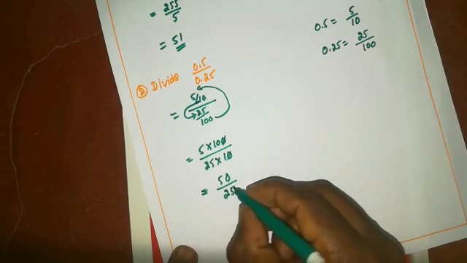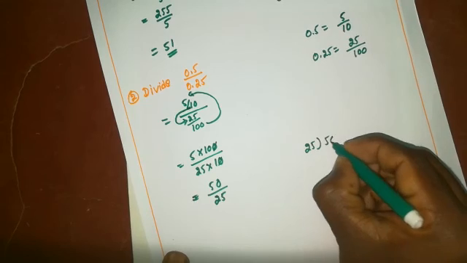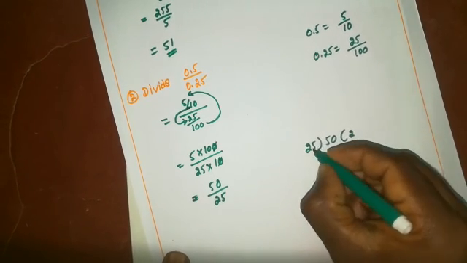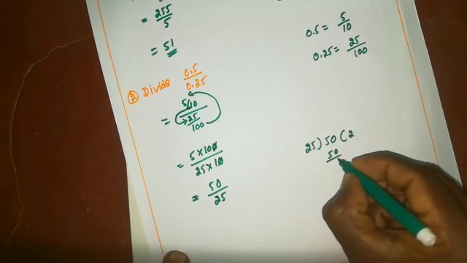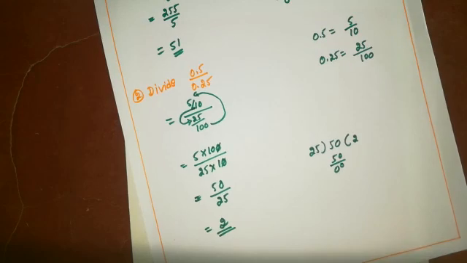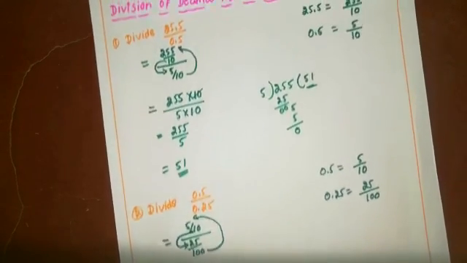Now we have to divide 50 by 25. Then how do we divide? Let's see. 25 divides 50 how many times? 2 times. So 25 2s are 50. We get remainder 0, so we get the final answer 2. Thus we divide a decimal number by a decimal number.